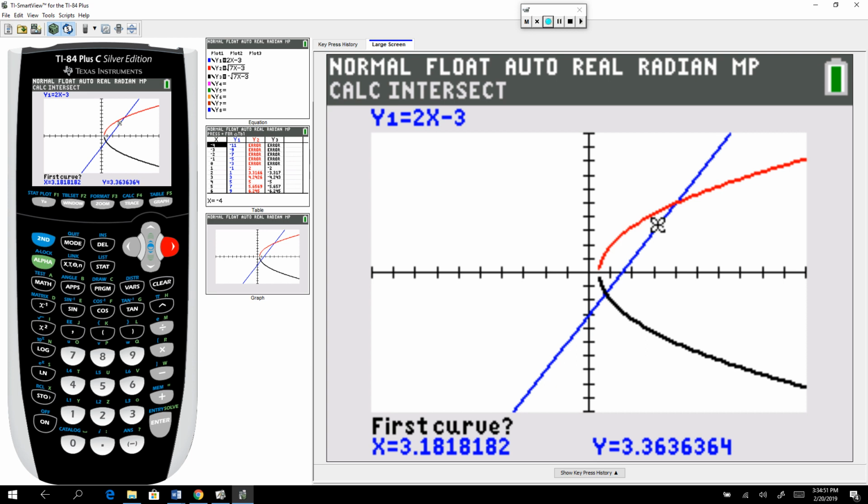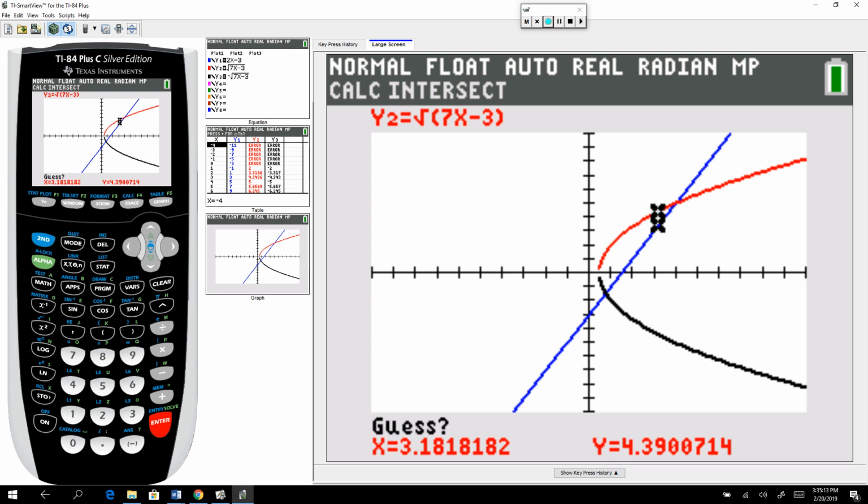So yes, I'm still on the blue curve. I scooted to the right along the curve, and I'm going to hit enter. Yes, I want that to be my first curve. Now it's asking second curve. Would you like it to be the red one? Yes, that's completely fine. And I can see my cursor blinking so that I know I don't have to scoot along it. So yes, those are in the region of where I want to find the intersection. So yes, I want the red one to be my second.